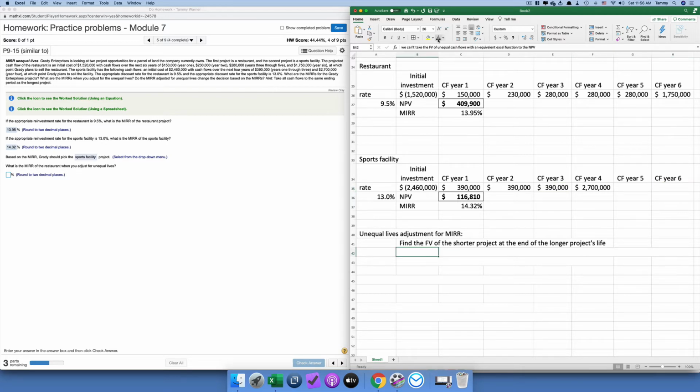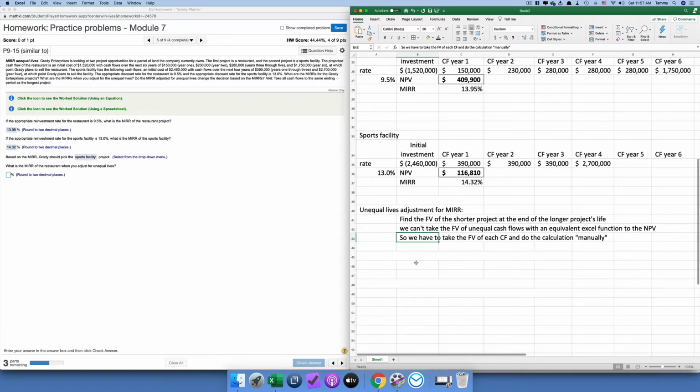Now, unfortunately, we have this net present value function in Excel, which, as I have tried to emphasize, is not technically the true net present value, right? The NPV function in Excel just gives you the present value of a series of unequal cash flows, but we don't have that function in Excel for future values. Okay, so what we need to do is take the future value of each of those cash flows individually, and then we have to do a manual calculation based on the formulas that are provided in your text.